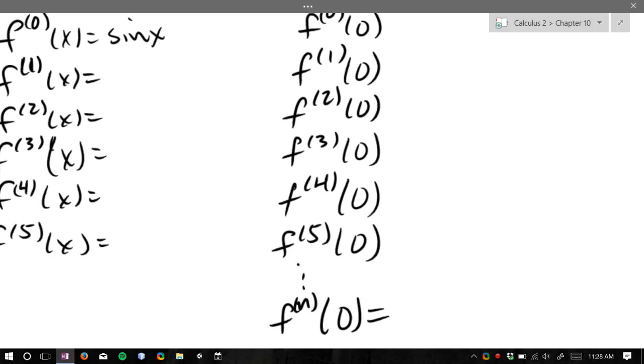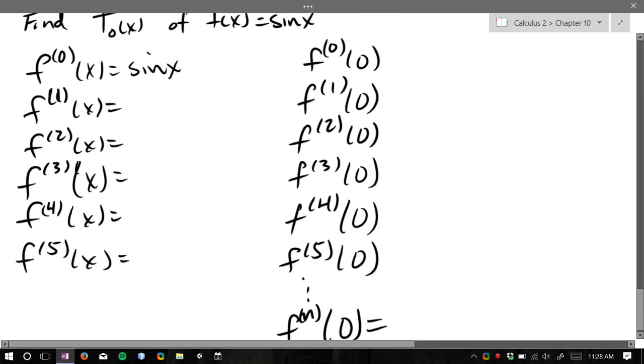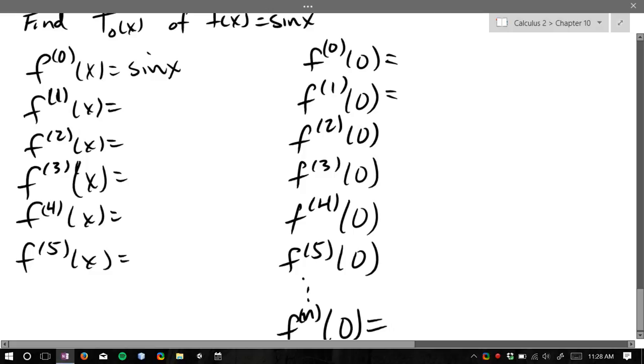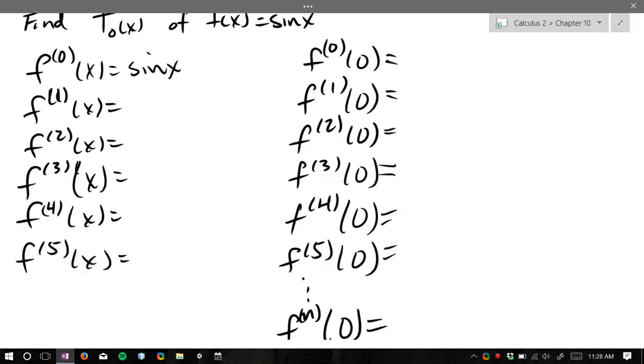If you just find what's on the screen right here, things should make sense. It's not a good time to forget what sine of 0 and cosine of 0 are. Hopefully. Well, it's not the worst time to forget right now. Your final exam will be the worst time to legitimately forget that.